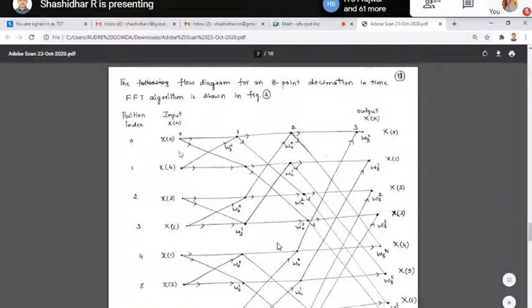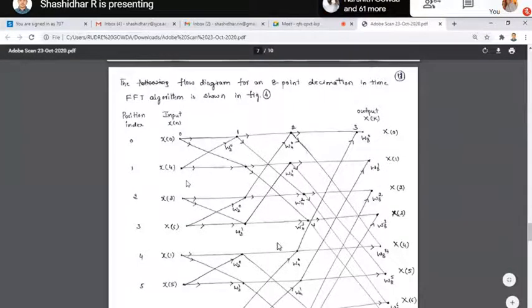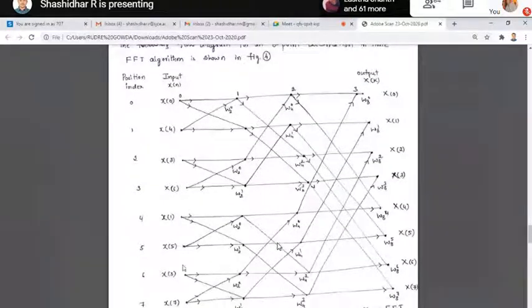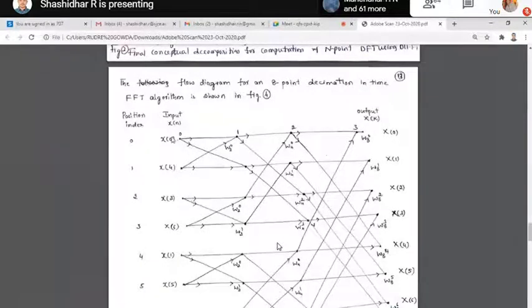So here x of 4. So 8-point means you divide into 4, right? 4 even and 4 odd. X of 0, x of 2, x of 4 and x of 6. These are the even, and these are the odd sequences: x of 1, x of 3, x of 5, x of 7. So after that, see x of 0, you can get here.